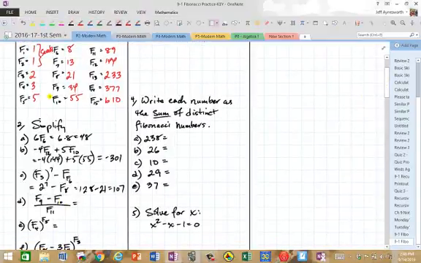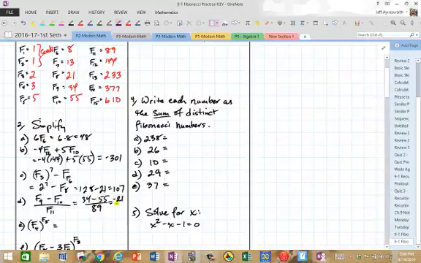F9 is 34, so this is 34 minus F10, which is 55, divided by F11, which is 89. Well, 34 minus 55 would be negative 21, so it's negative 21 over 89. Okay, so negative 21 89ths.